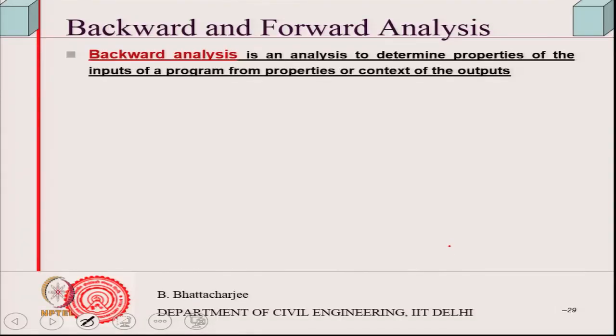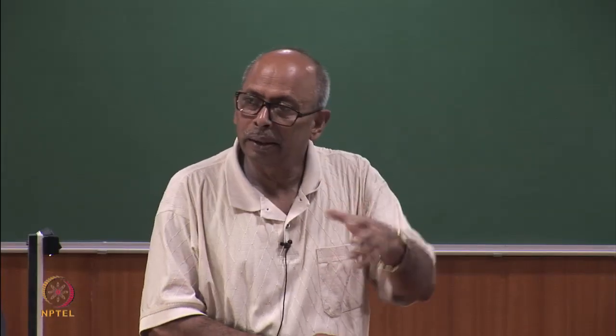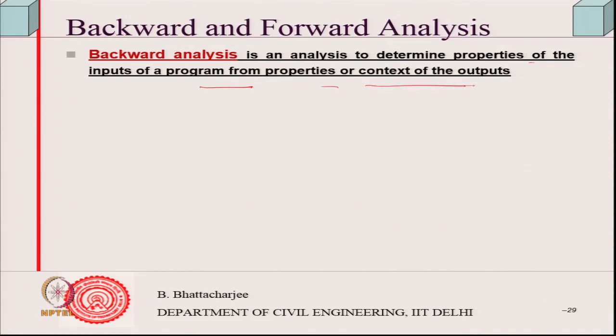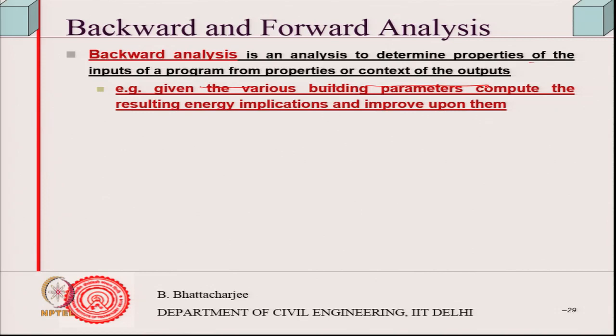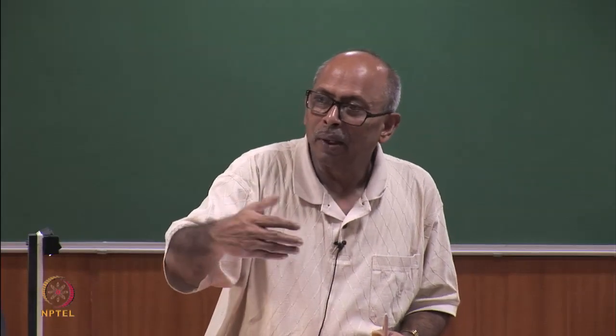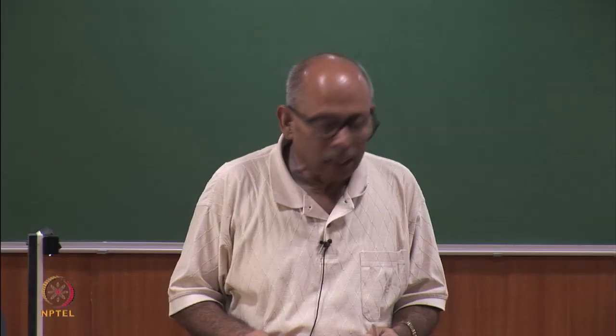Now, generally, we define something called backward analysis. In backward analysis, first you choose a solution, then analyze it, right? So first you choose a solution and then find out, and you repeat this process to get the best. Basically, well, I think I will not complicate it with this kind of statements. Given various building parameters, compute the resulting energy implication and go on improving upon them. That is what the statement is. You choose something, backward analysis. First you choose, find out the performance, then change your choices, repeat these performances, right, and try to come up to the optimal level or best from there.